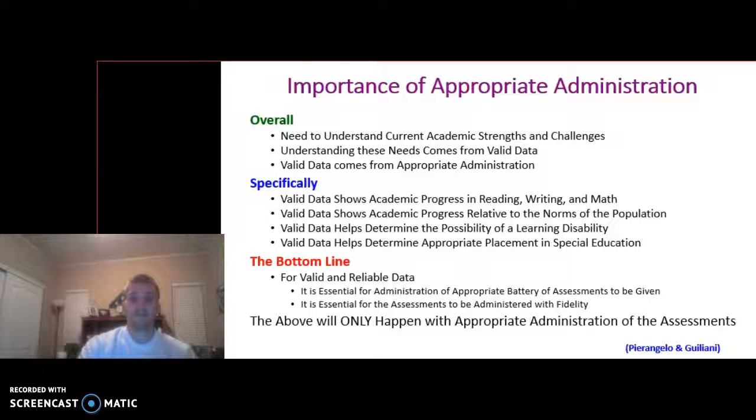should they qualify for services. The bottom line, for valid and reliable data, it is essential for administration of appropriate battery of assessments to be given, as well as assessments to be administered with fidelity.